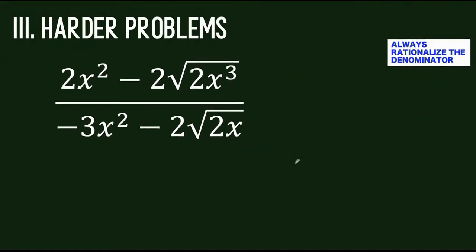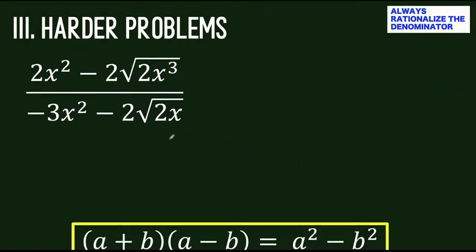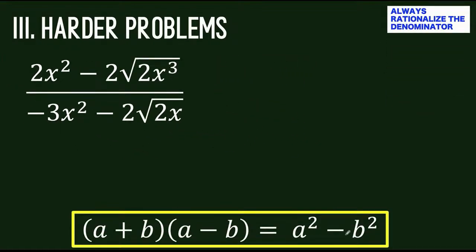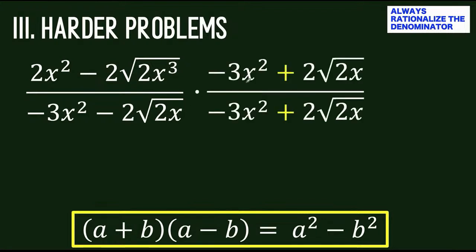Again, the idea here is we want to rationalize the denominator, and we need to recall the difference of two squares, or the special product, the product of the sum and difference of two numbers. We are doing this so that we can eliminate the radicals in the denominator. At the same time, the computation would be easier to do because we have a special product. So let's multiply both the numerator and the denominator by the conjugate of the denominator.